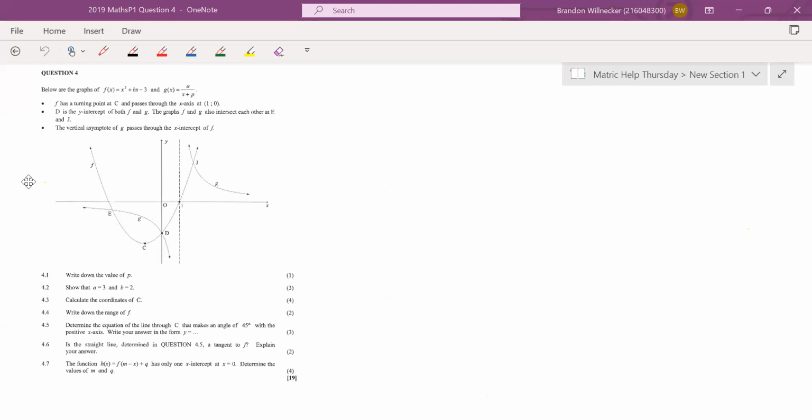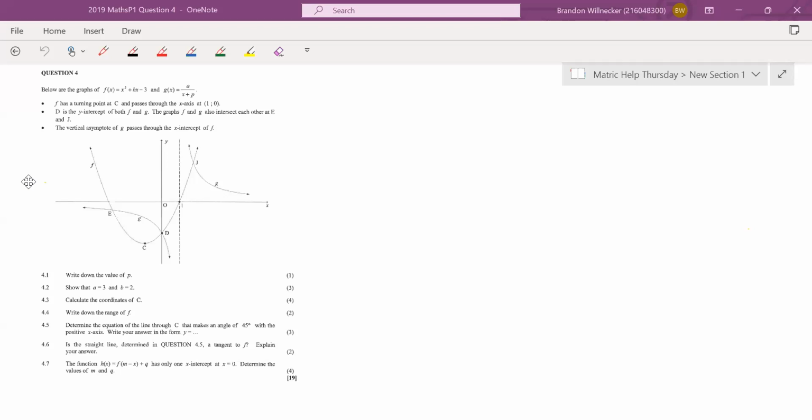So we see that P appears in our G expression. G of x is equal to a over x plus p. Remember that the value of p determines where the asymptote is. So we know that the asymptote is at x equals 1. We can see that on the right-hand side here.